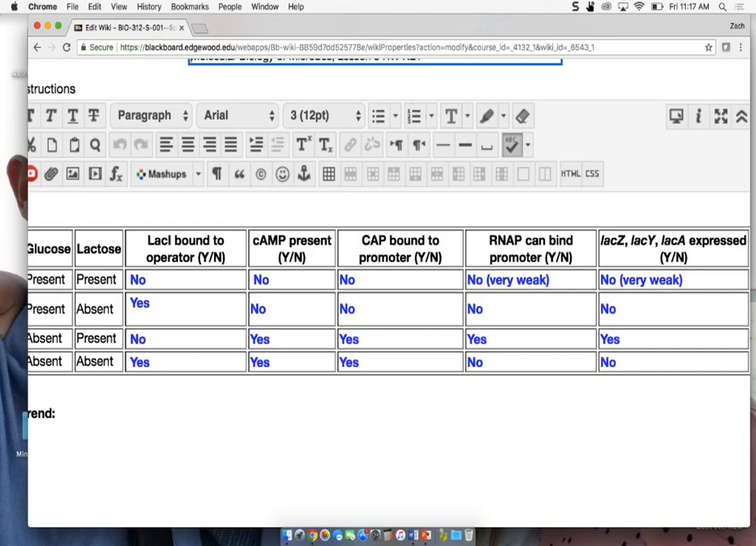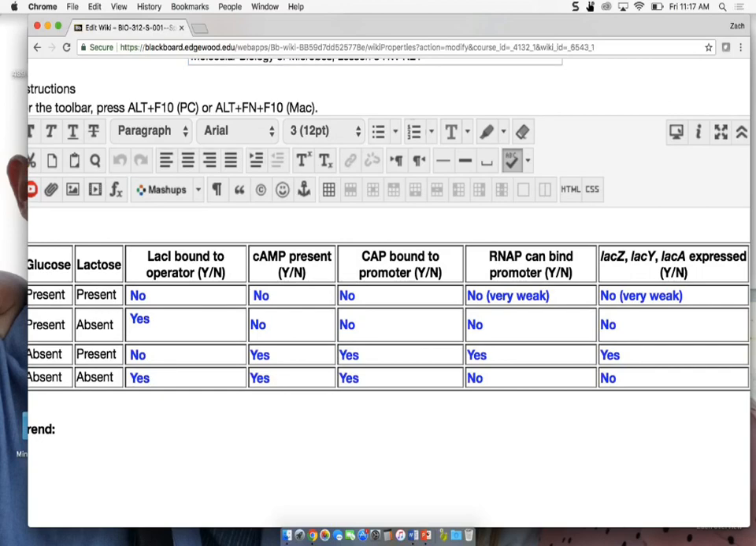Now the cell's not going to waste the energy to turn on genes that are used for metabolizing lactose and glucose at the same time. With bacteria like E. coli, the default is if glucose is around, that's what they'll break down first. But there's only a finite amount of glucose within the media that we provide cells, and that glucose is going to produce a lot of ATP.